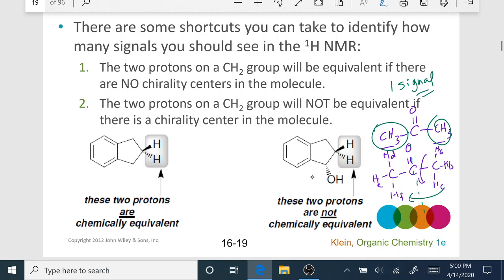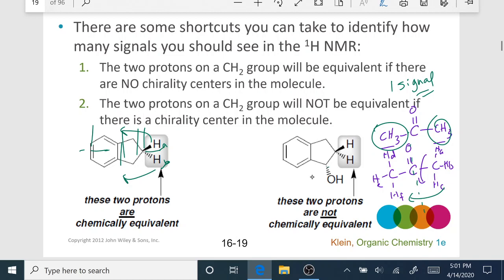So let's look for that plane here in this molecule. If we draw a plane right down the plane of the board, down the center of this molecule, you can see that these two hydrogens, HA and HB, are equivalent. Going this way, they have the same thing on the molecule. Going this way, they have the same thing on the molecule. There's a plane of symmetry right down the plane of the board, or the plane of the paper.